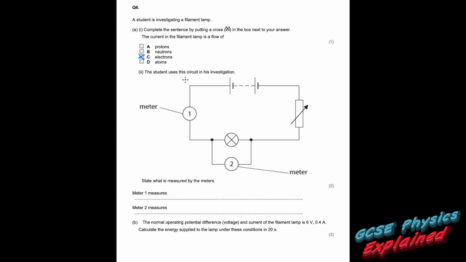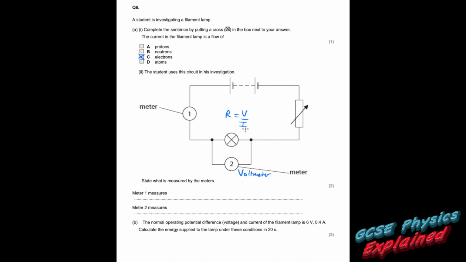Part 2. The student uses this circuit in his investigation. Right, this is your standard circuit for getting the resistance of any component. So in this case, the component is a bulb. Now, if we're going to get the resistance, remember resistance is voltage over current. So you're going to need to measure the voltage. What do we measure the voltage with? We measure it with a voltmeter, and it always goes in parallel. So this here will be a voltmeter.